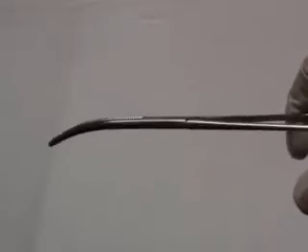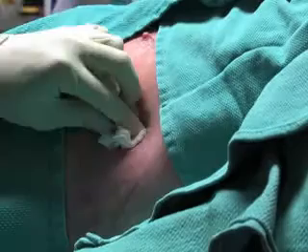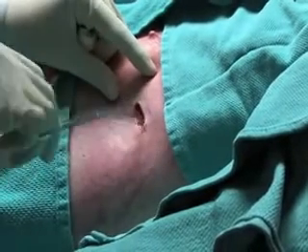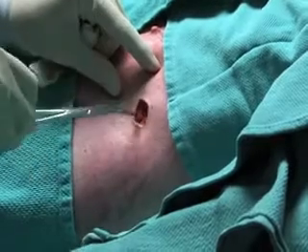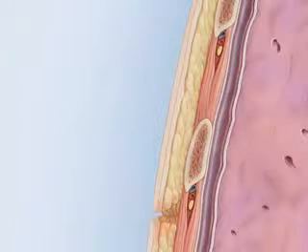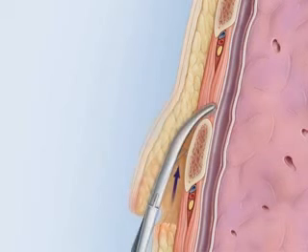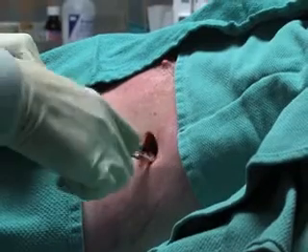Introduce the curved dissecting instrument, such as a Kelly clamp, into the incision. Begin dissecting the subcutaneous tissues in order to reach the intercostal muscles. After dissecting through the subcutaneous tissues, stay on top of the rib to guide the blunt dissection. This will create a diagonal path towards the correct intercostal space.